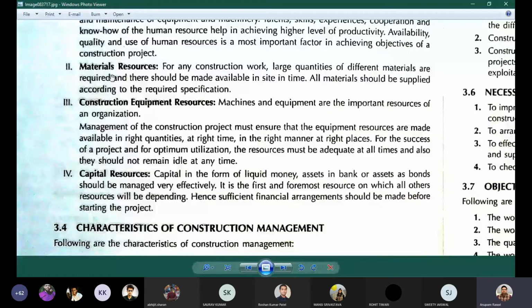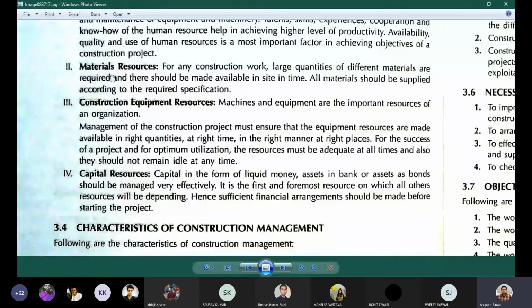Construction materials, the different construction materials required for the construction project. Construction equipment resources: machines and equipment are important resources of the organization. You know about the minor equipment which are used in construction, but in this subject you will also learn about the major construction equipment which are used.